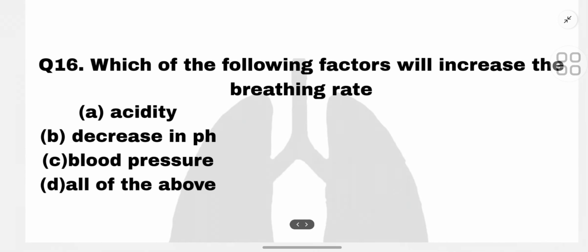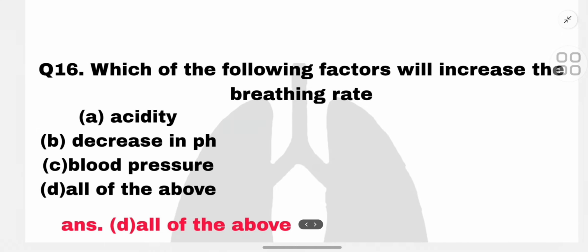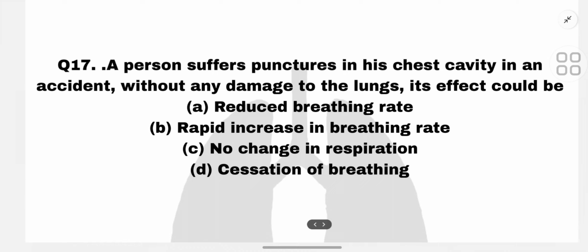12 to 16. So the next question is, which of the following factors will increase the breathing rate? A. Acidity. B. Decrease in pH. C. Blood pressure. D. All of the above. So the correct answer is D. All of the above.